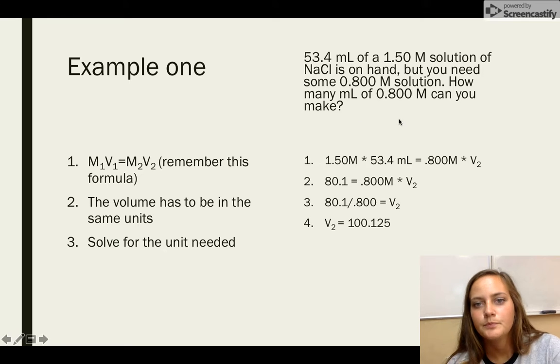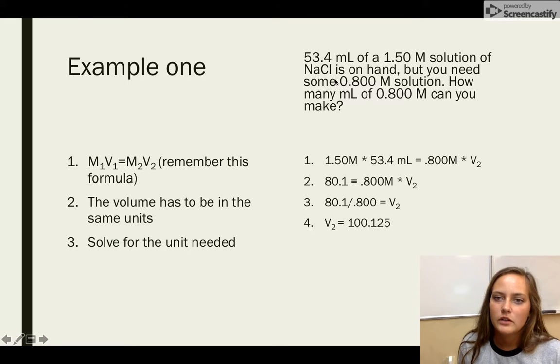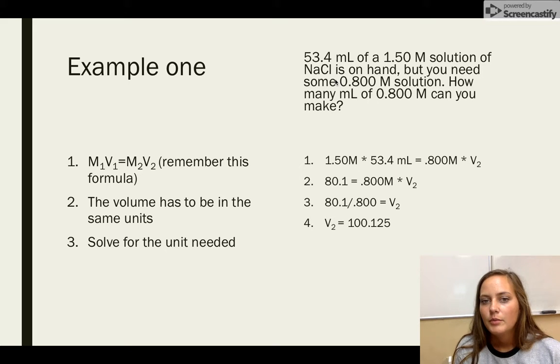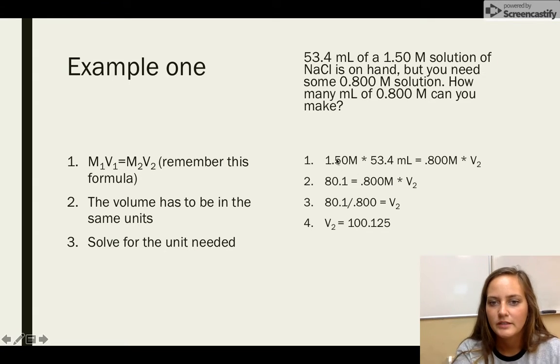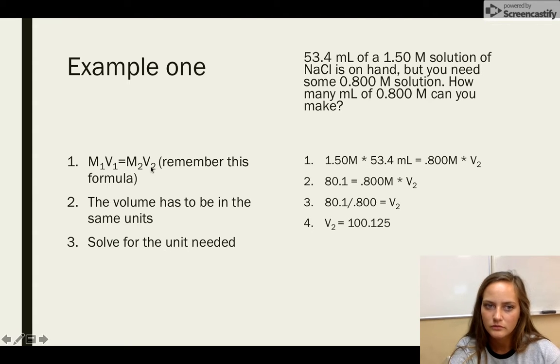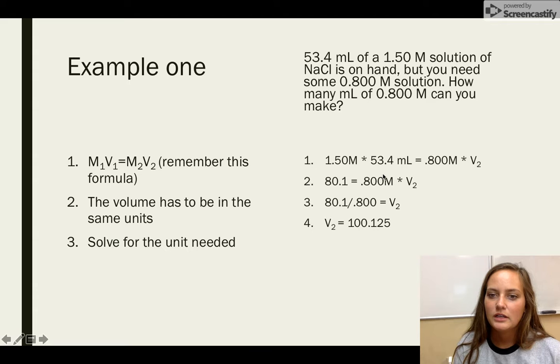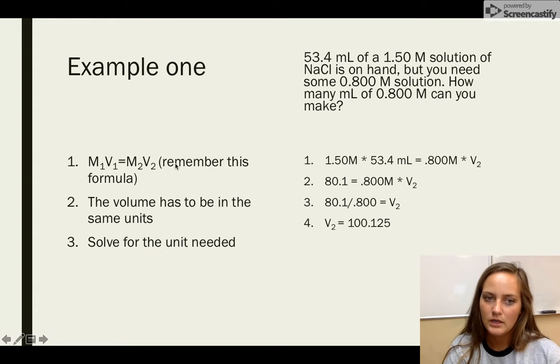So in this example, 53.4 milliliters of a 1.50 mole solution of sodium chloride is on hand, but you need some 0.800 mole solution. How many milliliters of 0.800 moles can you make? So first you're going to write the numbers down in the order of the formula. So you write down 1.50 moles for M1 times 53.4 milliliters for V1 equals 0.800 moles for M2 times V2, because you don't know what that is.